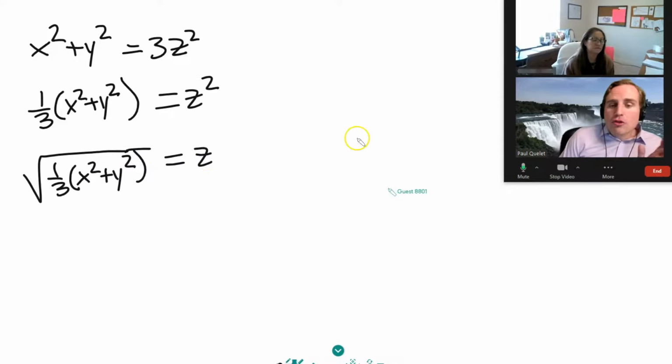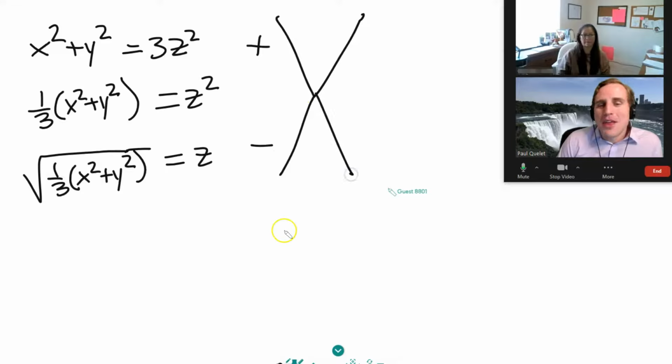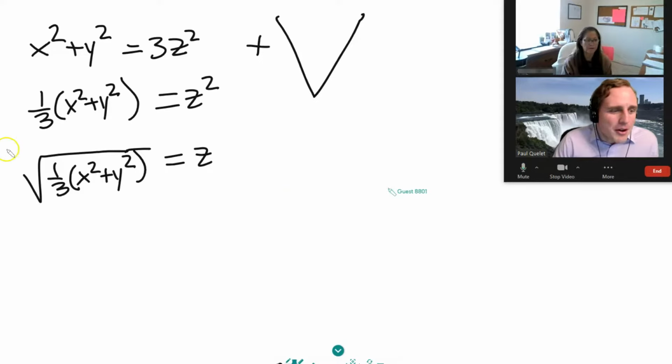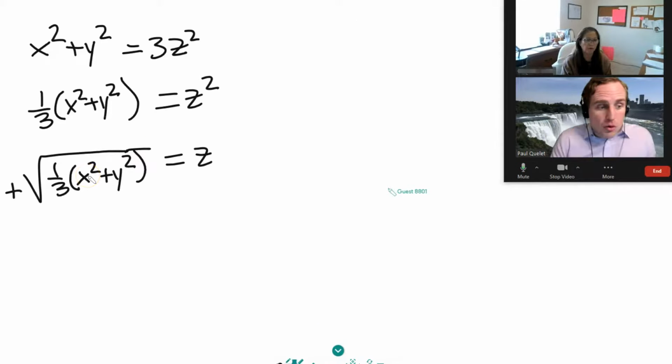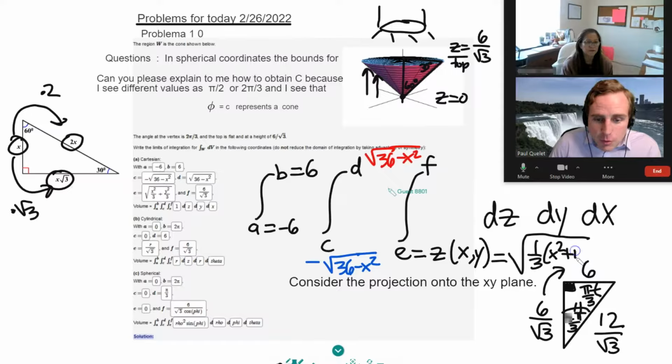Now, by the way, remember, traditionally you would take the positive and the negative square root. The positive square root would be the cone up here. The negative would be the cone down there. So in this case, we just need the positive because it clearly goes up towards positive z, right? So I'm not even going to worry about the plus and minus because clearly it's upward. So I think that should be the lower bound for the cone. So let's see if that's what they got for the answer, and that is. So that's square root of 1/3 x squared plus y squared. Any questions on that?